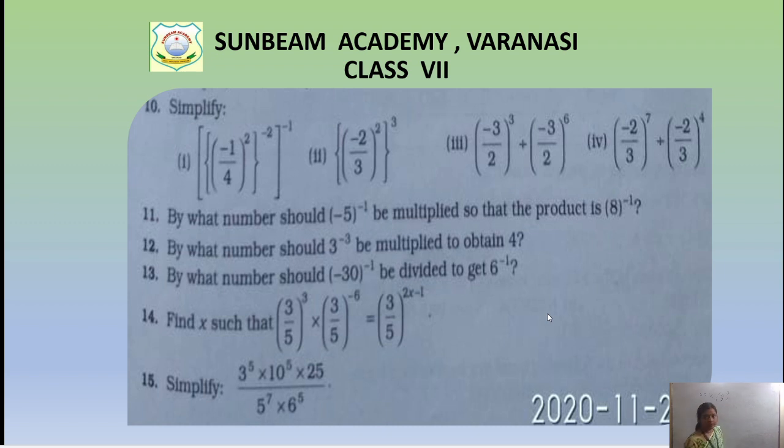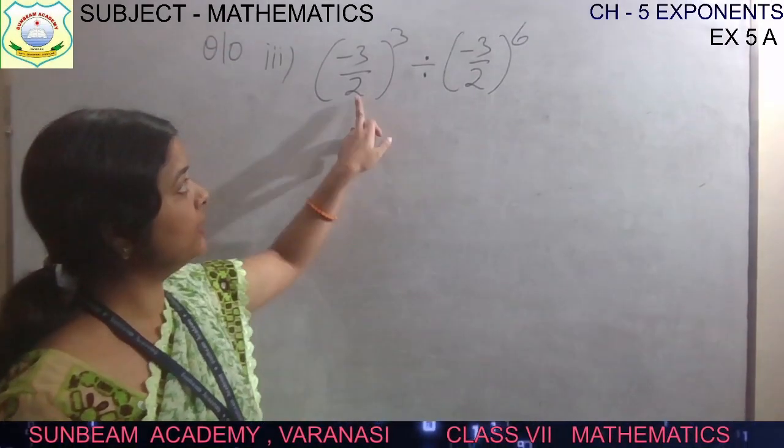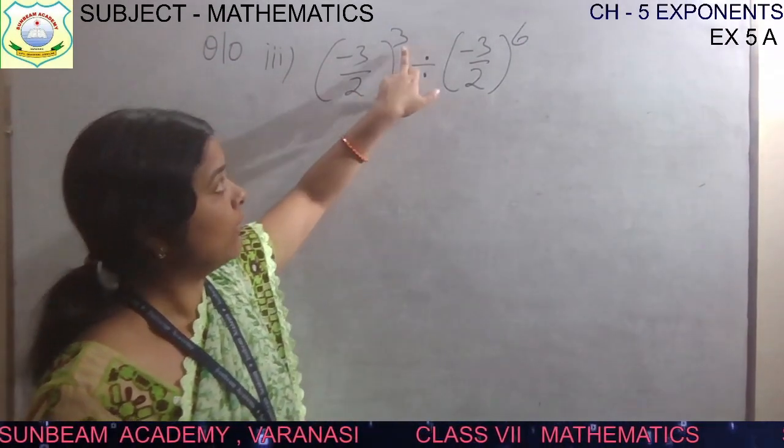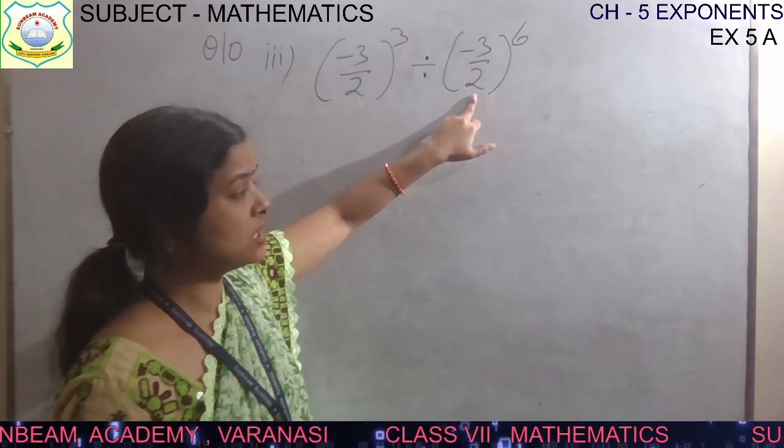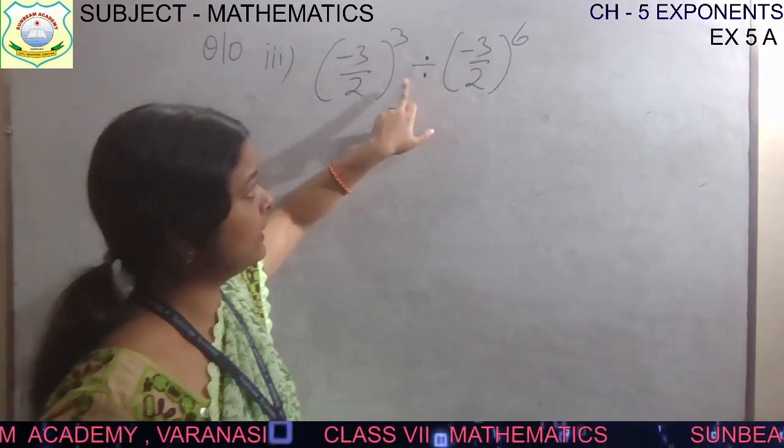And then what is there? It is plus. Is it plus or is it division, children? Let's see this. It is division, na? Okay, let me check it from your book. Children, it is division. So 10th question, third part. See it. Minus 3 by 2, it is a rational number having power 3, and one more rational number minus 3 by 2, its power is 6, and we are dividing them.